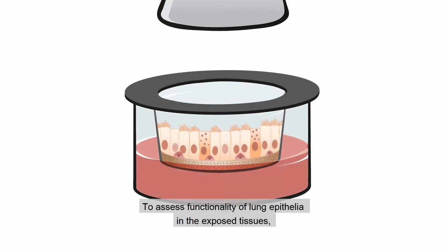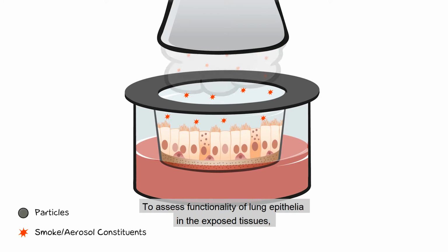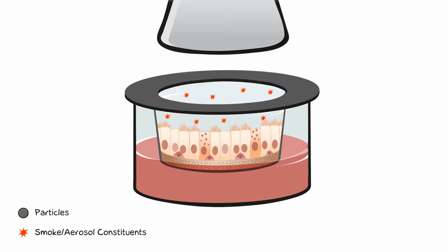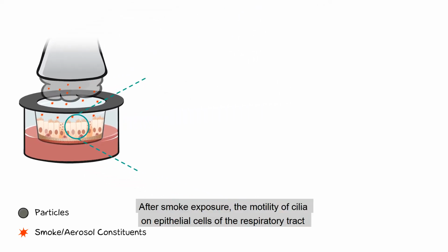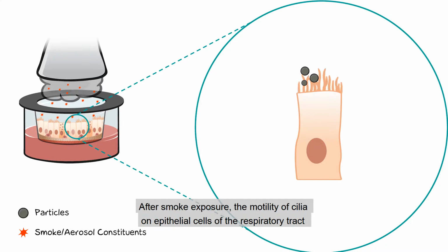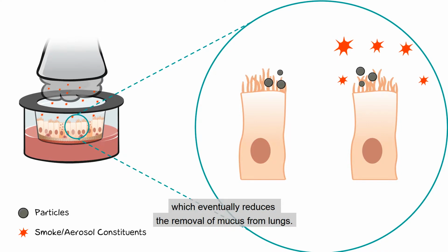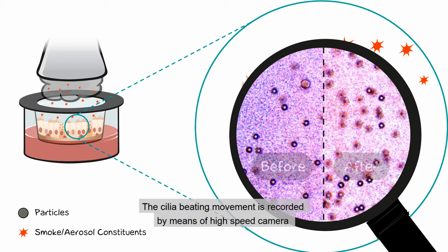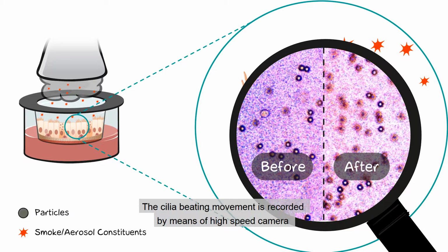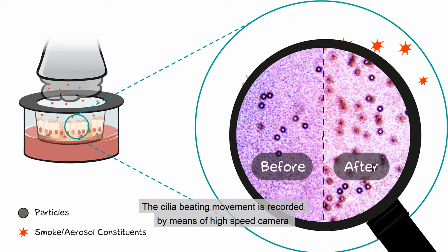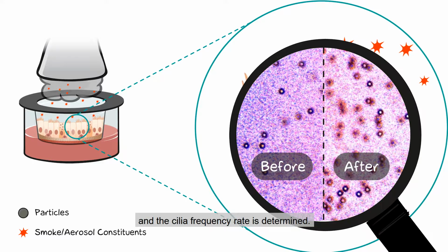To assess functionality of lung epithelia in the exposed tissues, we measure the ciliary beating rate of the cells in the tissue culture plate. After smoke exposure, the motility of cilia on epithelial cells of the respiratory tract slows down or even stops, which eventually reduces the removal of mucus from lungs. The cilia beating movement is recorded by means of a high-speed camera, and the cilia frequency rate is determined.